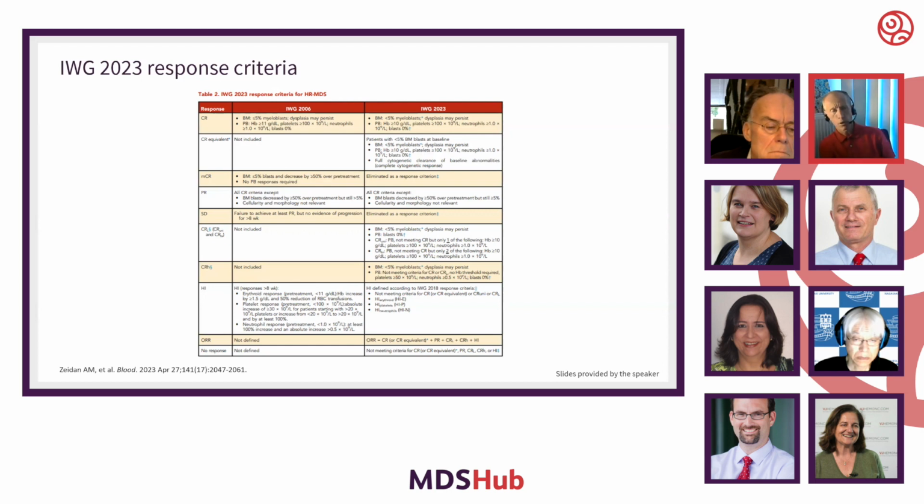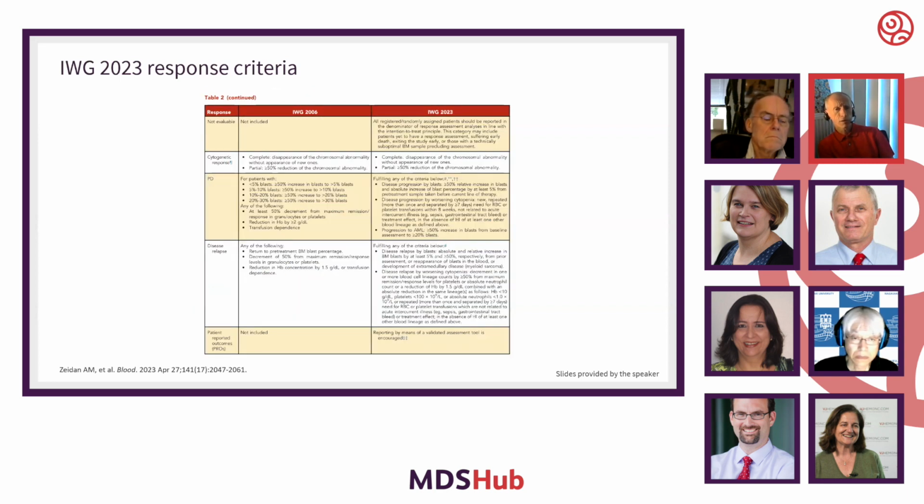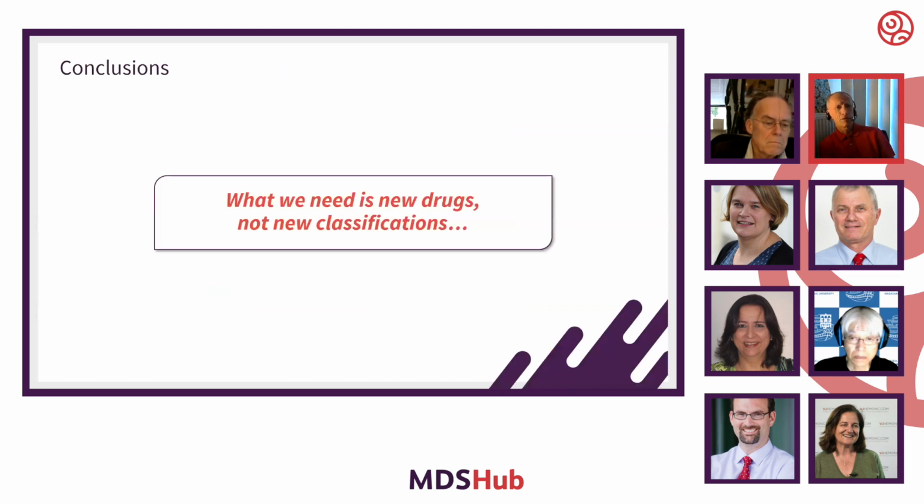You've seen this paper, so it may be interesting to evaluate new drugs. So next slide. And so these are the progressive patient, progression, relapse, etc. Next slide. And this is my conclusion. What we need is new drugs, not new classifications. I'm sorry to say that, but yeah. But of course, we need mutations. We need some mutations, definitely.